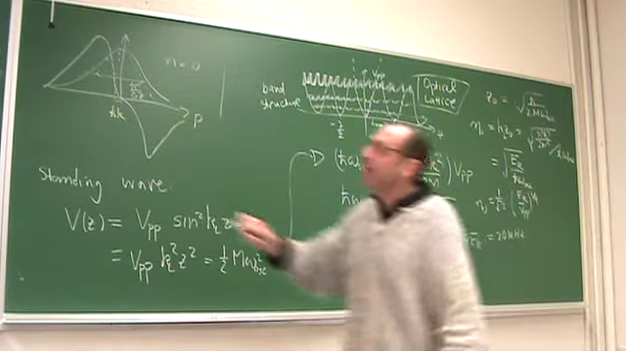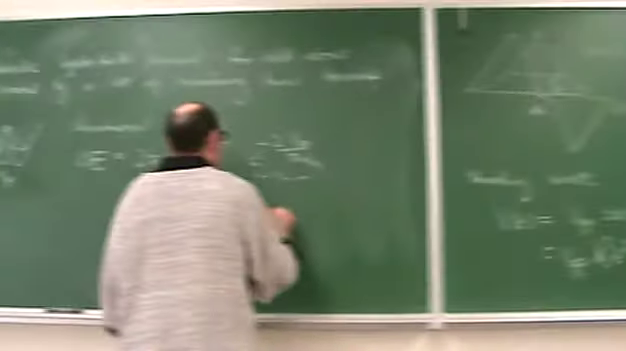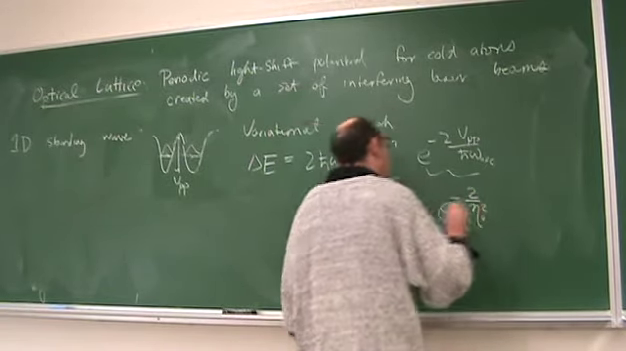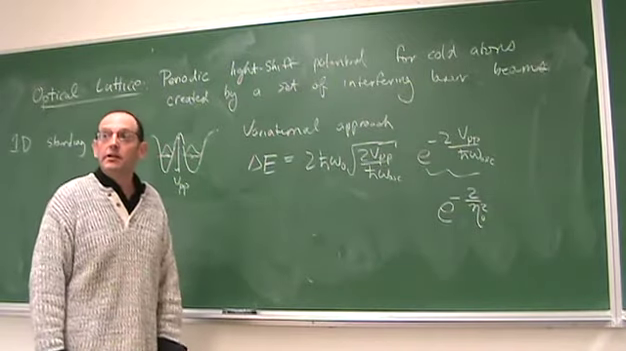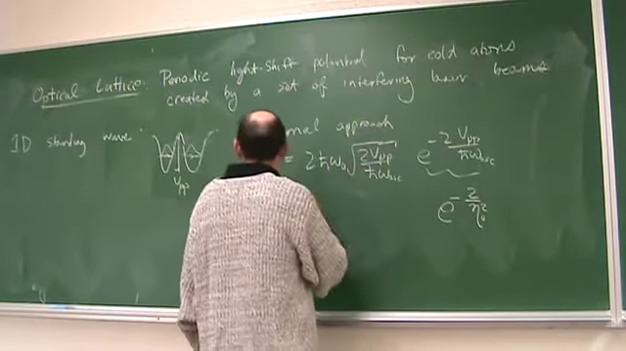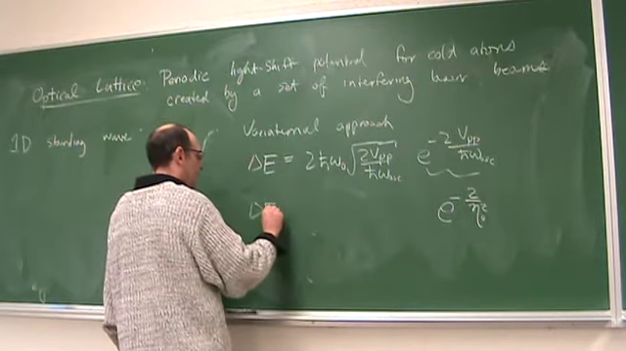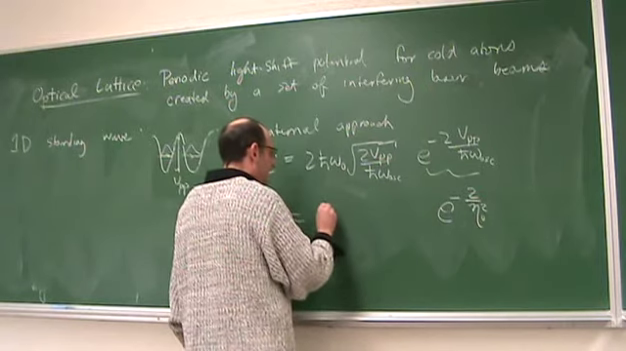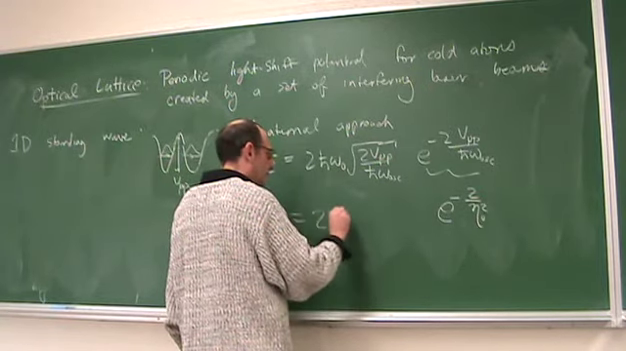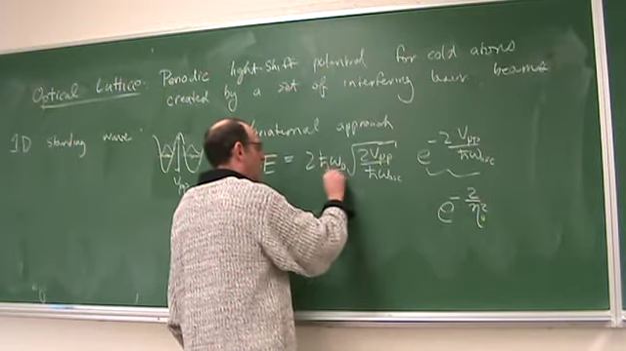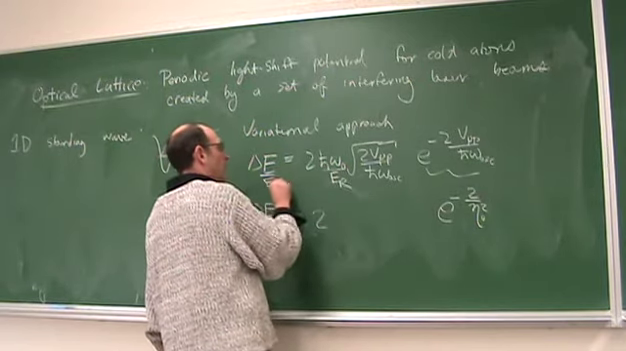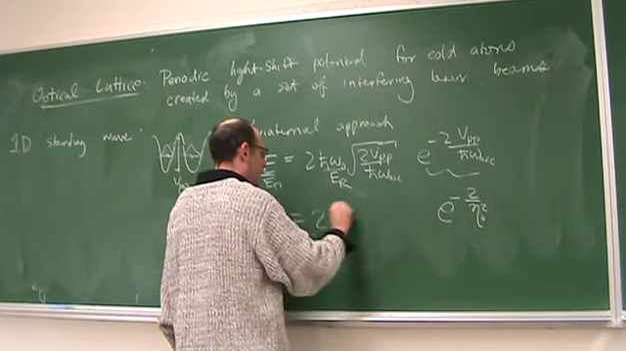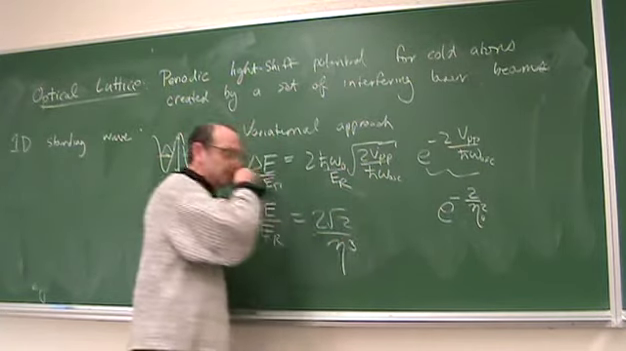So this factor here is e to the minus 2 over the Lamb-Dicke parameter squared. So that means that this delta E over E recoil scales as something like 2 over E recoil. It's 1 over the Lamb-Dicke parameter squared. It's another square root to square root of 2 over the Lamb-Dicke parameter cubed.